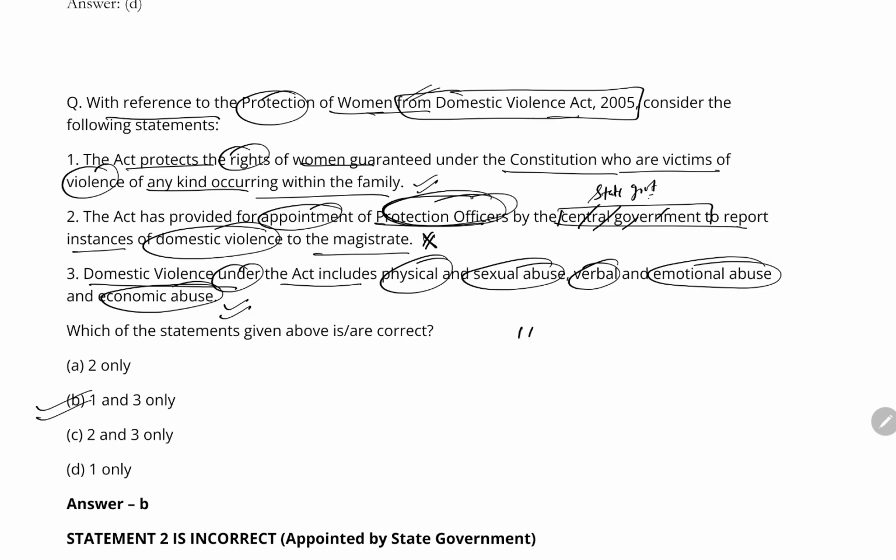And you should also know that in the IPC there's a provision known as Section 354. So Section 354 of the IPC 1860 talks about domestic violence, or anything done to outrage the modesty of a woman.